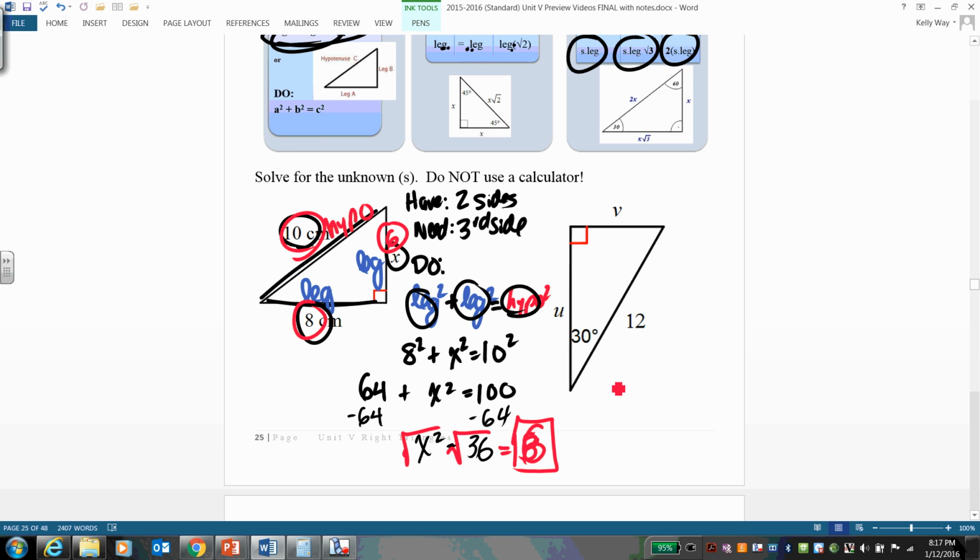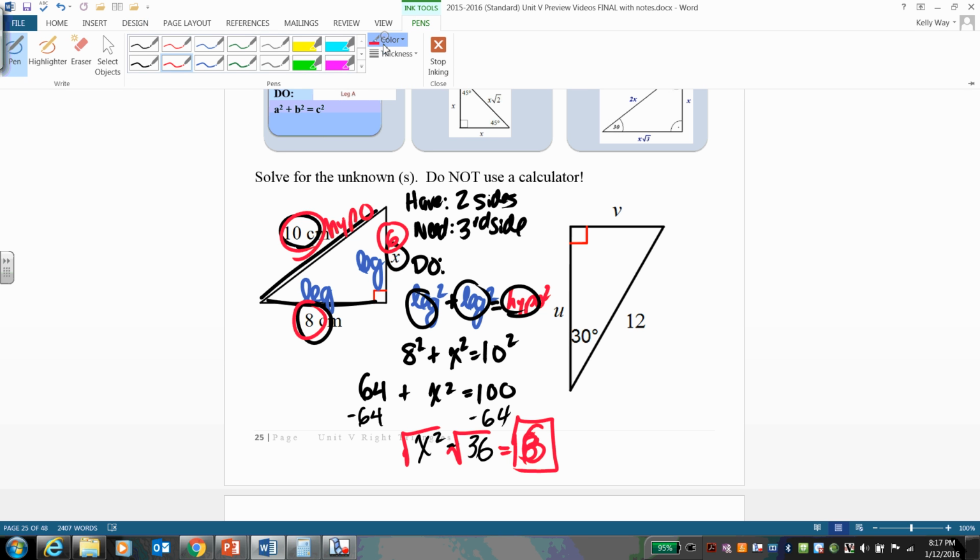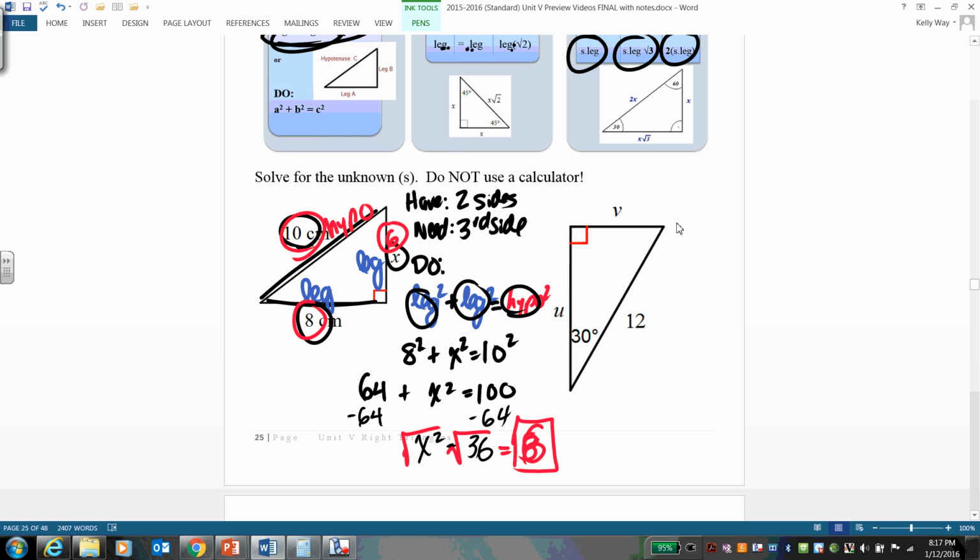Now over here, we don't have 2 sides. We only have 1 side. So let's look at what we have. We have a 30, 60, 90 triangle. Why? How do I know that? That's 90, that's 30, that has to be 60. And we need a side. So we write down what we do.